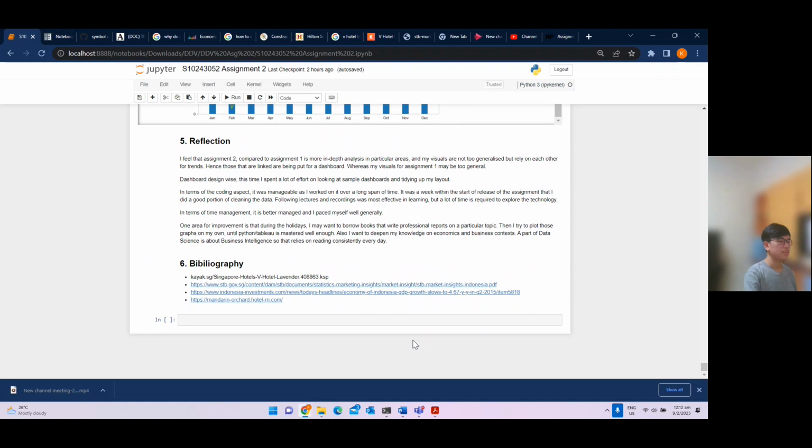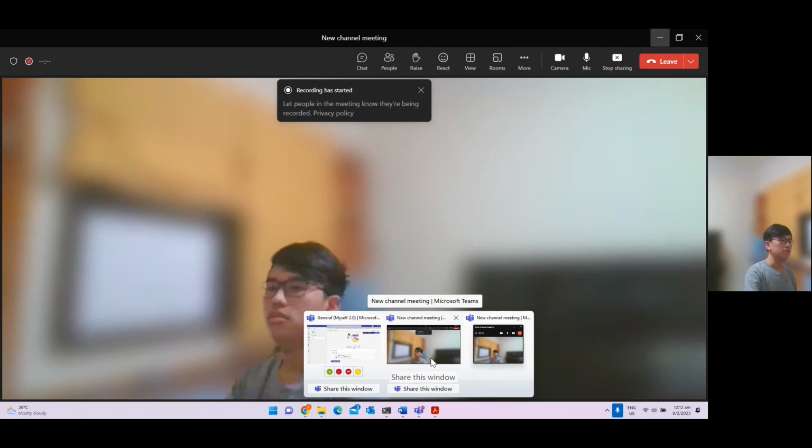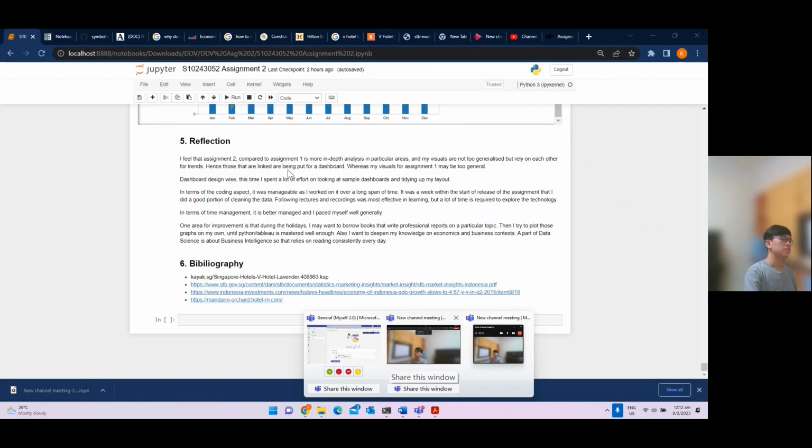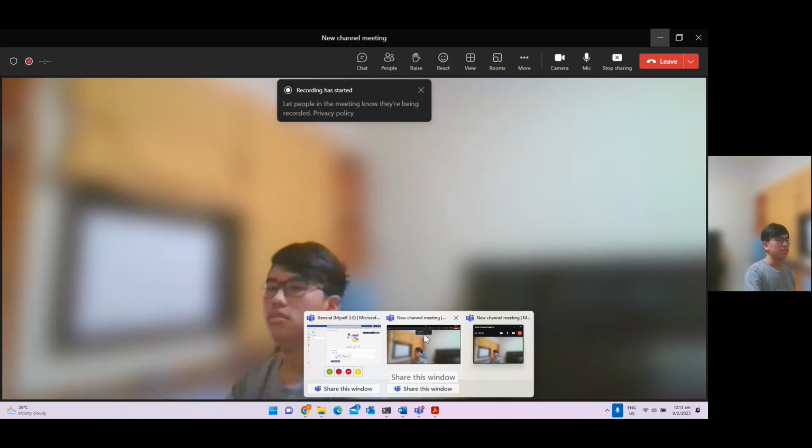My reflection is that compared to assignment 1, assignment 2 is more in-depth, and the visuals are not too generalized but rely on each other for the trends, so it's more linked together. In terms of the dashboard, I spent a lot of effort on it. So that's all for my presentation. Thank you very much.